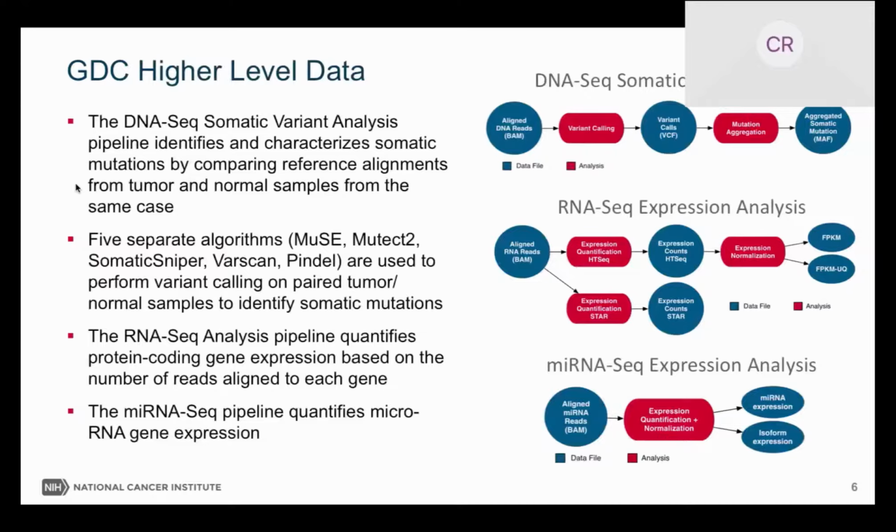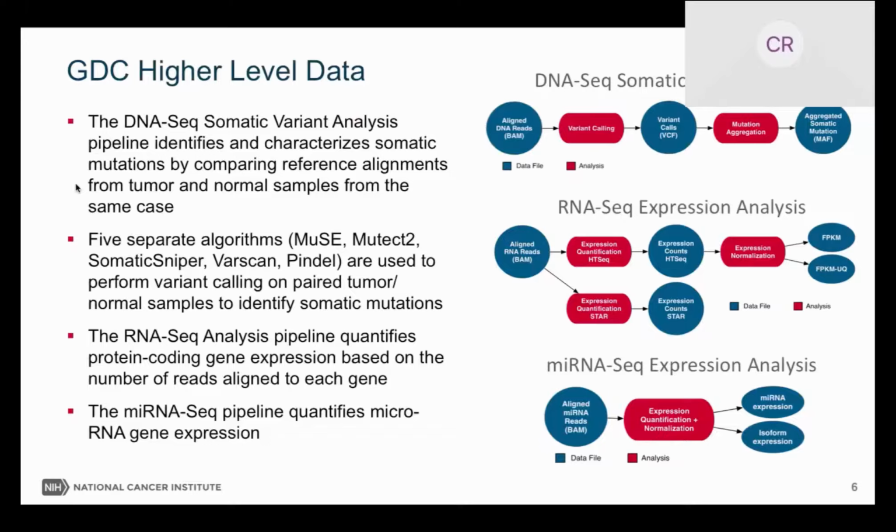And here is, again, just a couple quick overview of some of the different pipelines. So the first is the DNA-seq variant analysis pipeline. What this is doing is characterizing somatic mutations by comparing the alignments for the tumor and normal samples. We actually have 5 different algorithms for the variant calling that are used to call these tumor-normal comparisons. We do have a tumor-only variant calling pipeline as well.